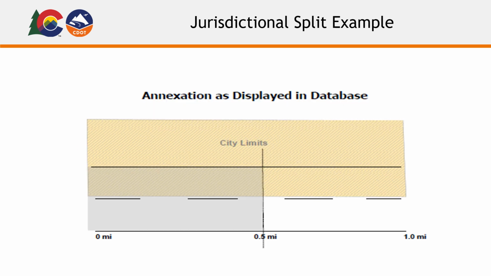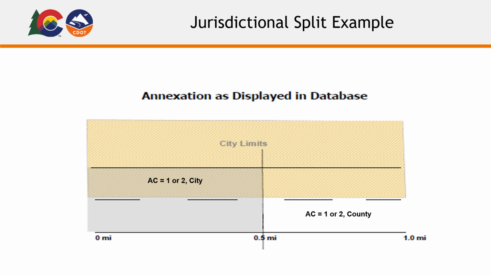Due to data coding limitations, this split in maintenance will be represented by each jurisdiction receiving a half-mile segment of the road in their inventory. Each jurisdiction will have an admin class 1 or 2 record in their inventory to represent their half-mile. There may or may not be a placeholder segment with an admin class 0 in each of these jurisdictions' inventories representing the other half-mile of this segment. Please discuss shared maintenance and annexation issues with the applicable neighboring jurisdiction prior to submitting your HUTF report.